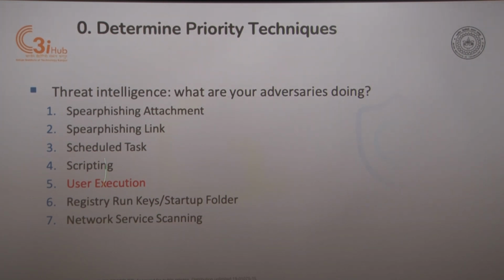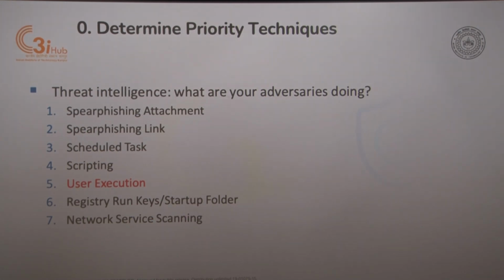If you remember, we saw all these 7 techniques in our ATT&CK Navigator. The first one is spear phishing attachment, the other one is link, the third one is scheduled task, scripting, user execution, change in registry run keys, startup folder, and network service scanning. These were all the overlapping techniques. So first of all, these 7 should be prioritized over the other techniques which APT 39 and Ocean Lotus are using individually.